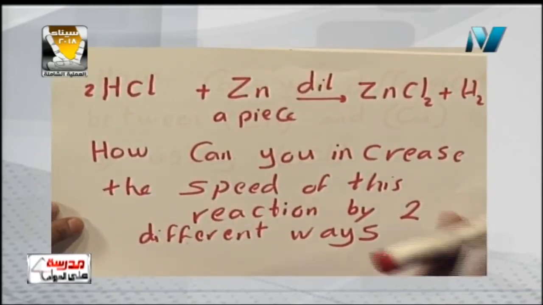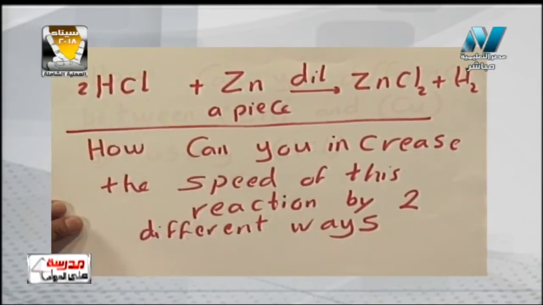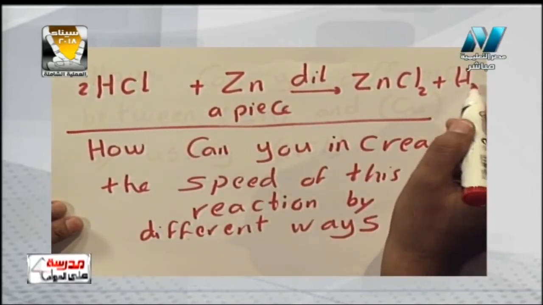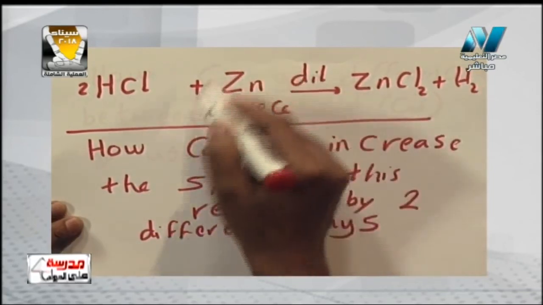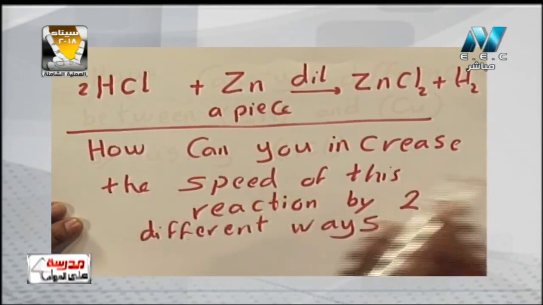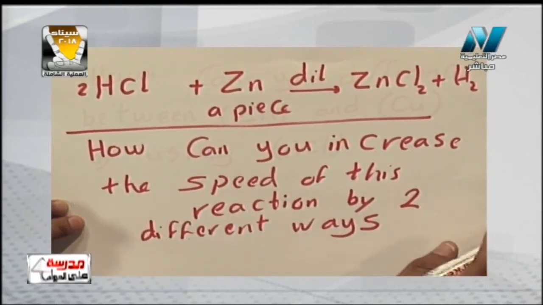Another one? Yes. In this equation, 2HCl plus Zn gives ZnCl2 plus H2, where HCl is diluted. This Zn is just one piece, not fillings. How can you increase the speed of this reaction in 2 different ways?